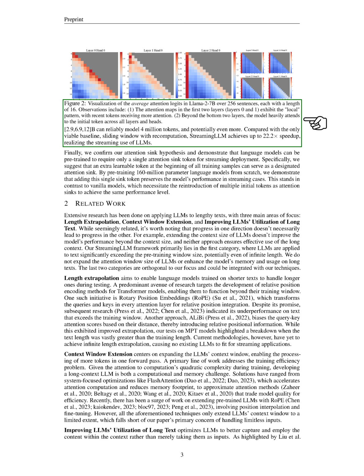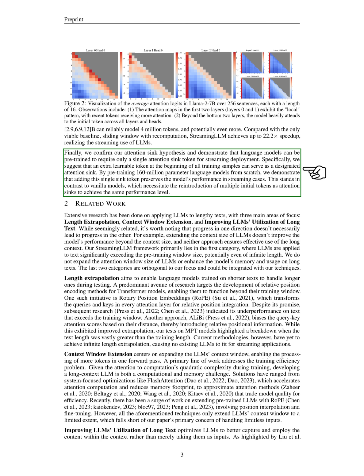With StreamingLLM, models including Llama 2 7B, 13B, 70B, MPT 7B, 30B, Falcon 7B, 40B, and Pythia 2.9B, 6.9B, 12B can reliably model 4 million tokens, and potentially even more. Compared with the only viable baseline, sliding window with recomputation, StreamingLLM achieves up to 22.2 times speedup, realizing the streaming use of LLMs.